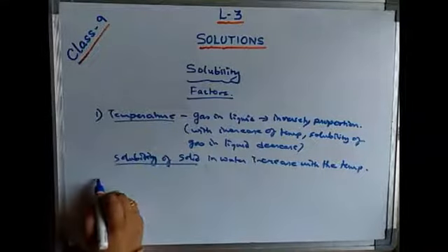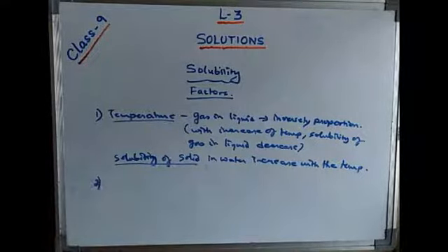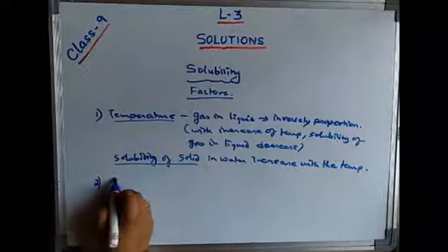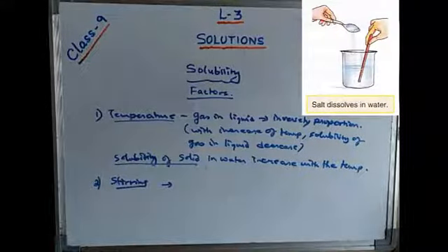Now coming to the next factor after temperature, that is stirring. Stirring means it brings the solvent in contact with the solute, and stirring helps to quicken the solubility. If you stir the sugar and water, then the solubility will be quicker. So it is also directly proportional. Stirring increases the rate of formation of solution. So if you stir, more of the solvent comes in contact with the solute.